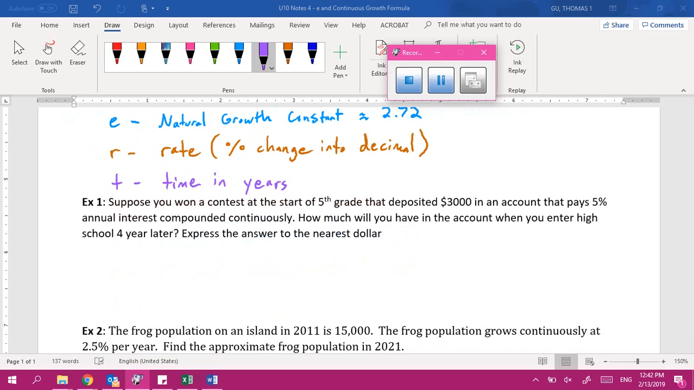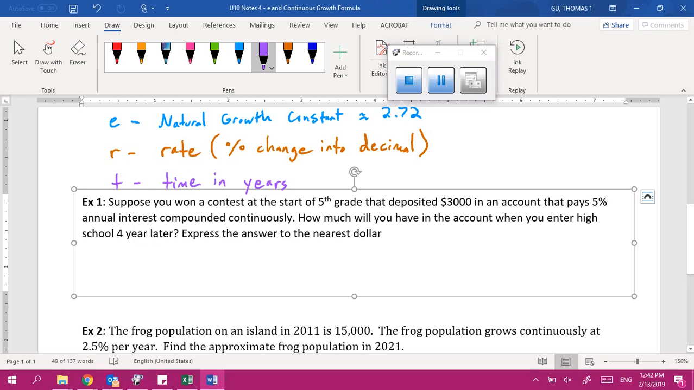Let's look at example 1 now. We'll see how we're actually going to use this formula. So example 1 says, suppose you won a contest at the start of 5th grade that deposited $3,000 in an account that pays 5% annual interest, compounded continuously. How much will you have in the account when you enter high school 4 years later? Express the answer to the nearest dollar.